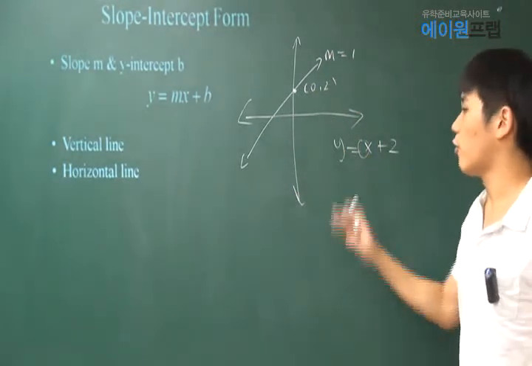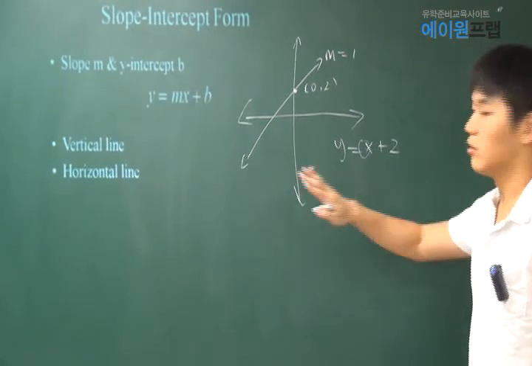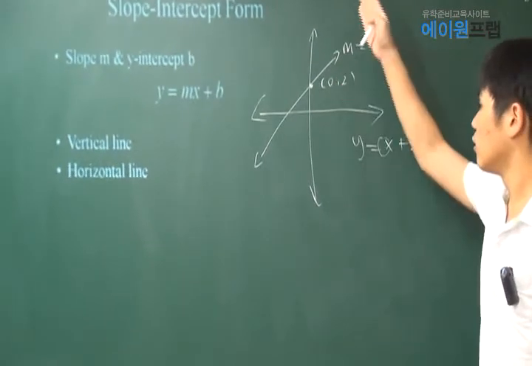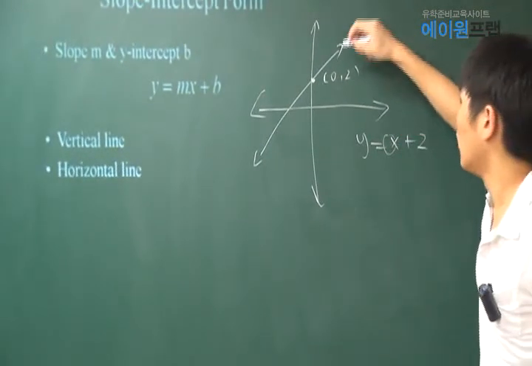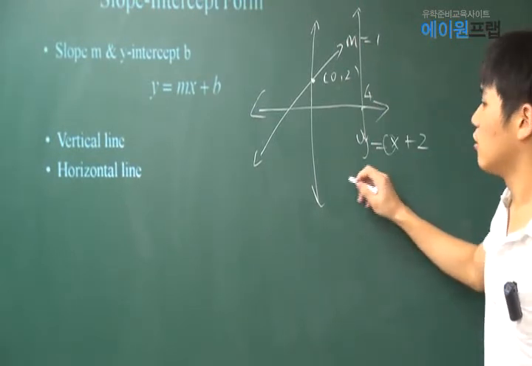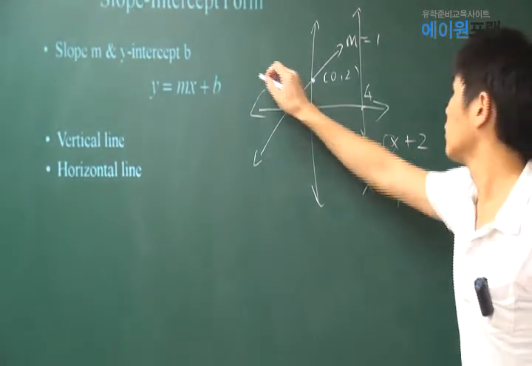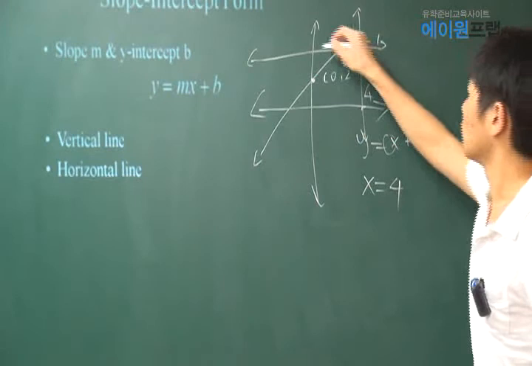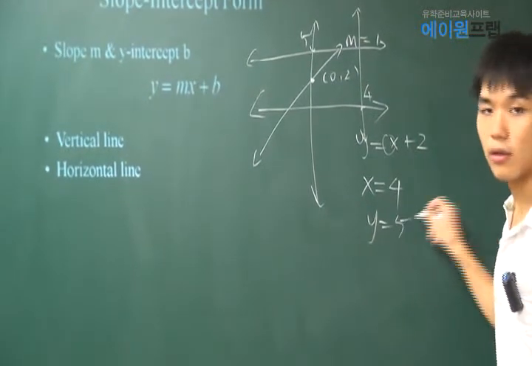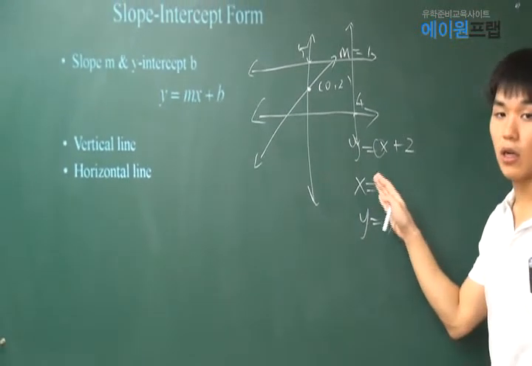Okay? In terms of a vertical and horizontal line, again, the vertical line has a slope that is undefined, so we only need to define x. So if I had a line that goes straight through here, and call this point 4, a vertical line would be defined as x equals 4. A horizontal line that goes through here, let's say this is 5, would simply be y equals 5. Okay? Notice that the slope here is 0 and the slope here is undefined.